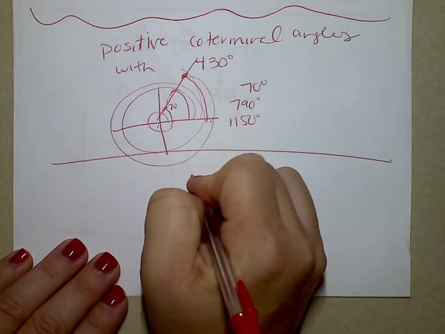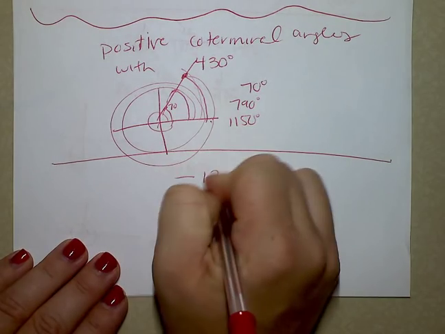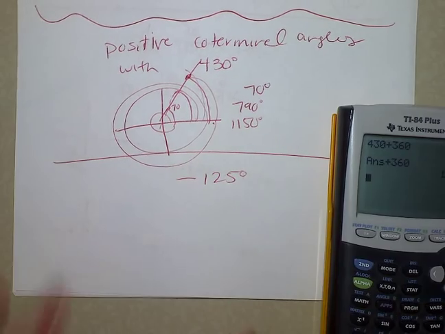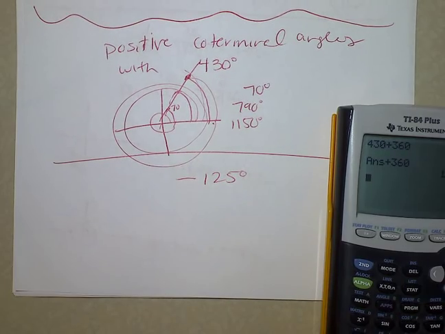And I'm going to give you a negative 125. What are two other negative coterminal angles? 30 seconds, go ahead.